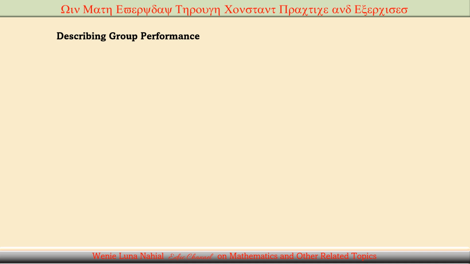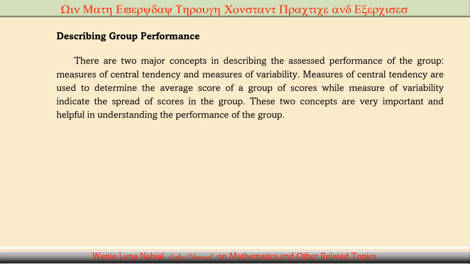Describing group performance. How are we going to do this one? There are two major concepts in describing the assessed performance of the group: measures of central tendency and measures of variability. Measures of central tendency are used to determine the average score of a group of scores, while measures of variability indicate the spread of scores in the group.